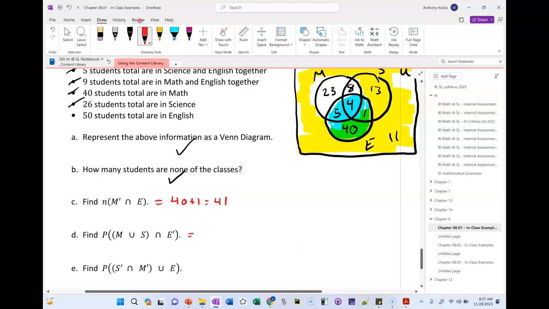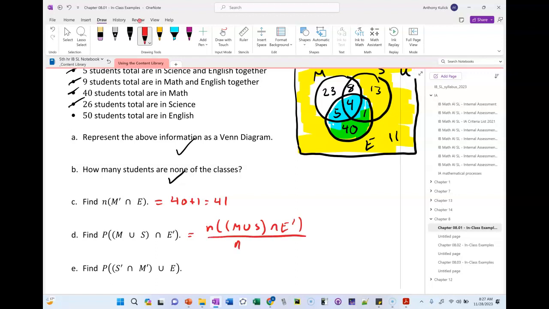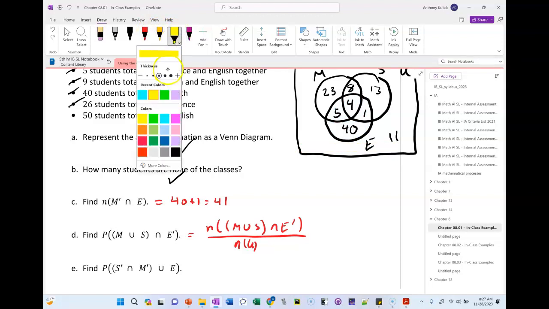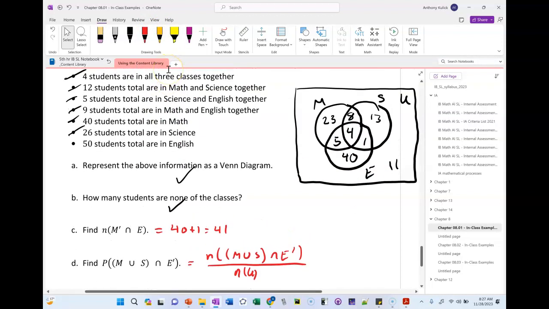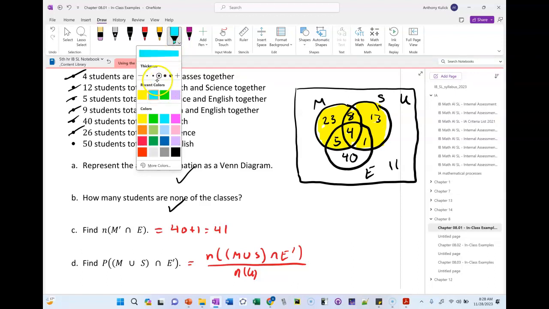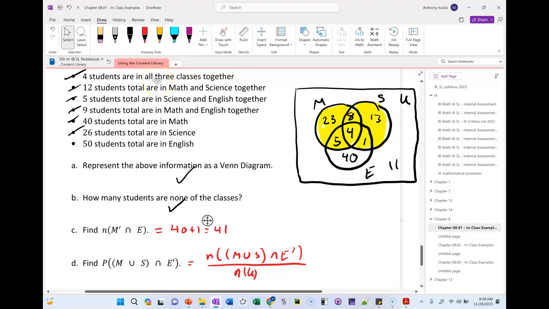So, oh my goodness, Mr. Kulik, this looks insane. It's not so insane. So here it says find the probability of M union S intersect not E. So again, let's do the shading. Of course. So M union S is that part, right? Everybody agree? I use the same color because it's a union.